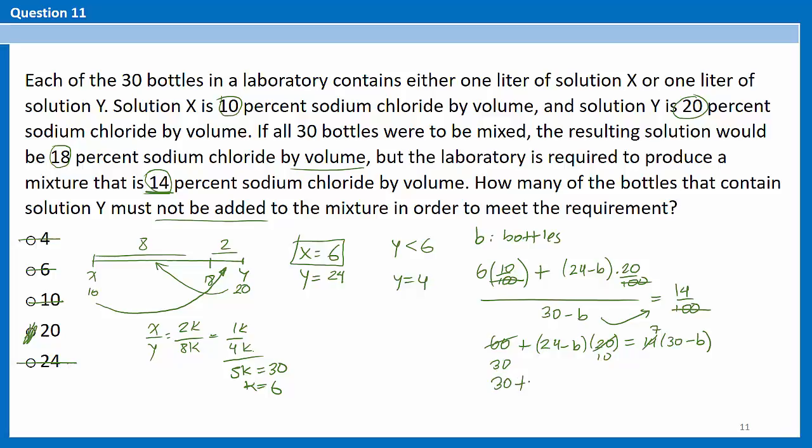30 plus 240 minus 10B is going to be 210 minus 7B. Okay, minus 10B, we add. That would give me 3B. 210, we subtract. This would be 270 minus 210. That would give me 60. 60 is 3B, so B would be 20. Okay, we got the same answer, using algebra.